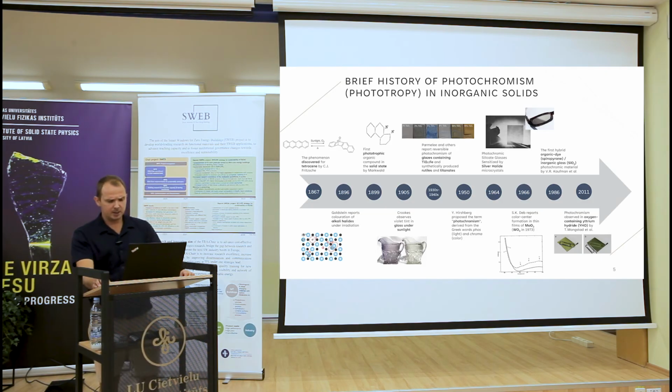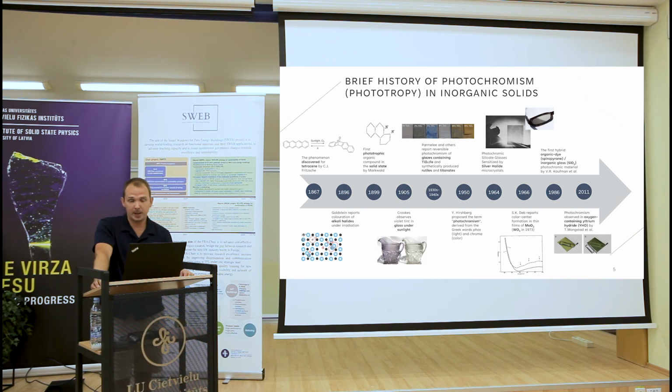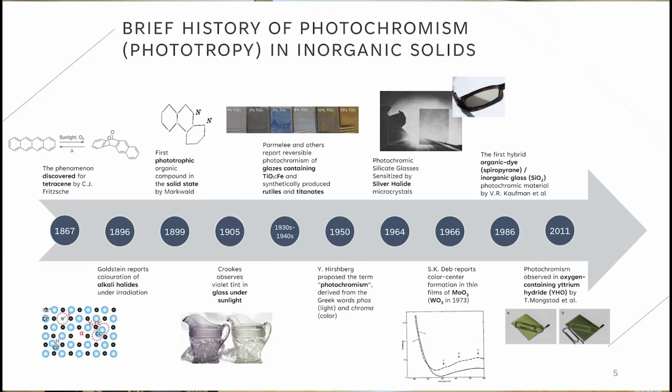Well, I think a really important discovery was in 1964, photochromism in silver halides, and based on this material, photochromic glasses were later produced. Then, relevant to our lecture today, photochromism in molybdenum trioxide was discovered in 1966, and a little bit later also in tungsten trioxide, which is an analog compound really similar to molybdenum trioxide.